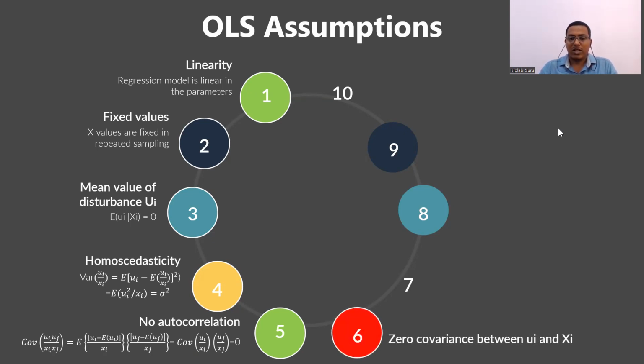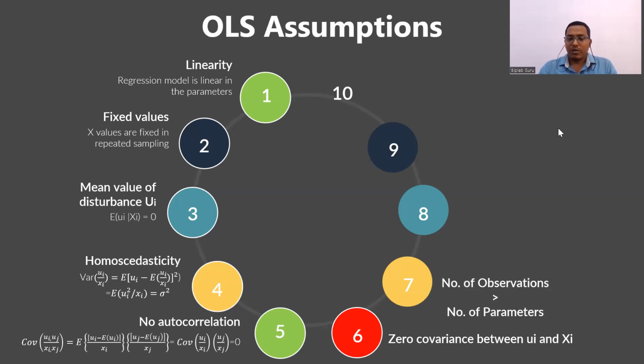The sixth important assumption that we talk about is zero covariance between the disturbance term and the independent variable, that is xi. In case of multiple regression, we will have multiple x values. In case of simple regression, we will have only one x value. So this ui and xi should not be correlated. If they are, then the parameter that is estimated tends to be flawed.